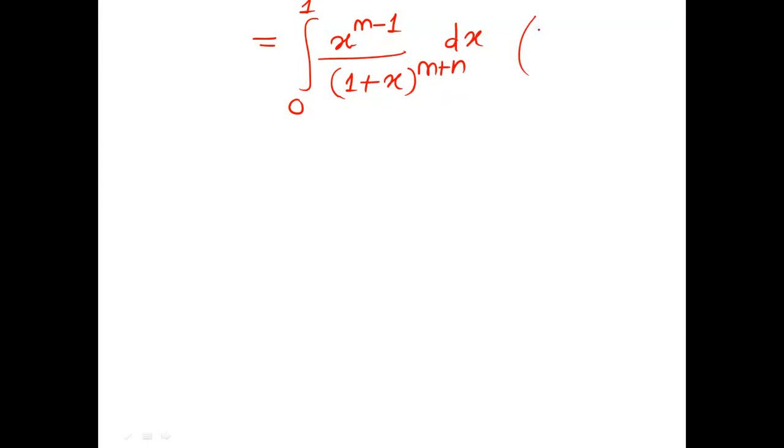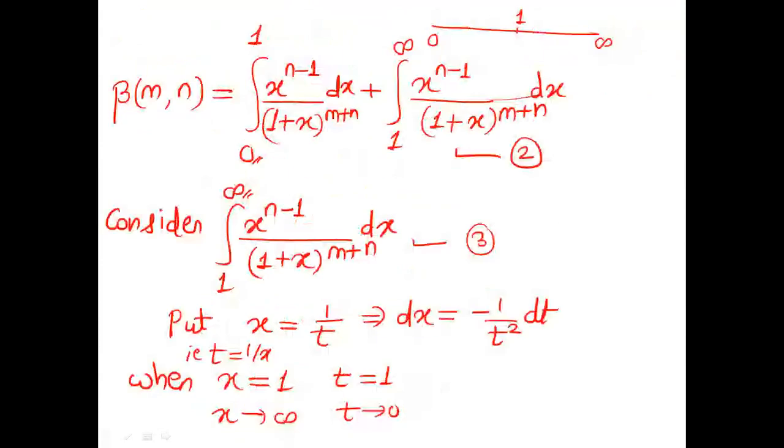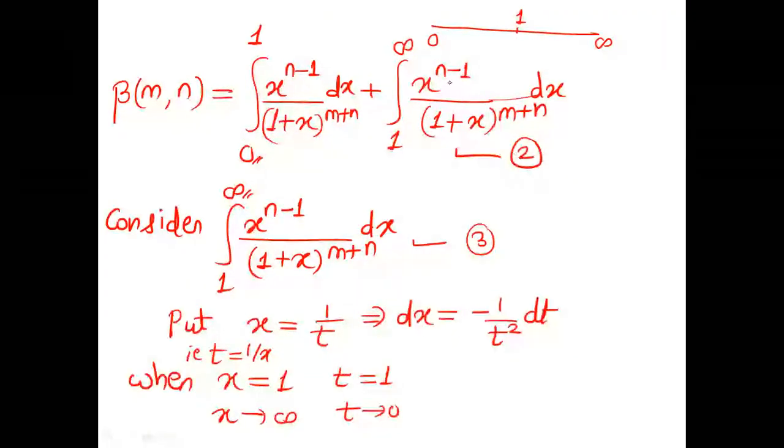So here the concept which we have used is what? t is a dummy variable, so we can change t by x. So this is nothing but the value of the integral from 1 to infinity of x raised to n minus 1 upon 1 plus x raised to power m plus n. So let's use this in equation number 2. Put this second integral in equation number 2.